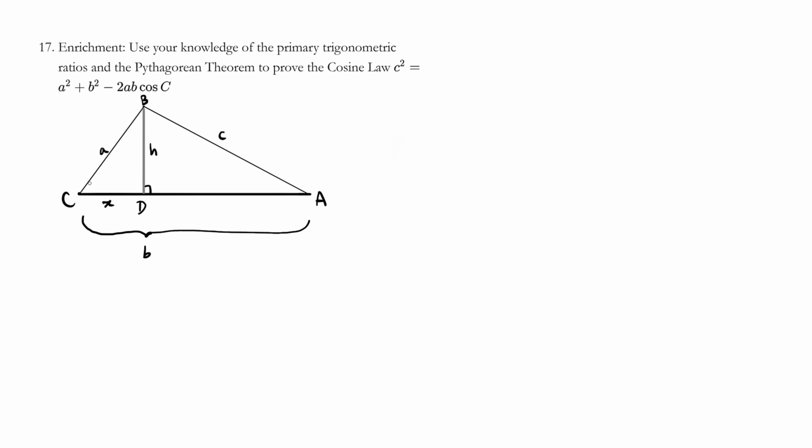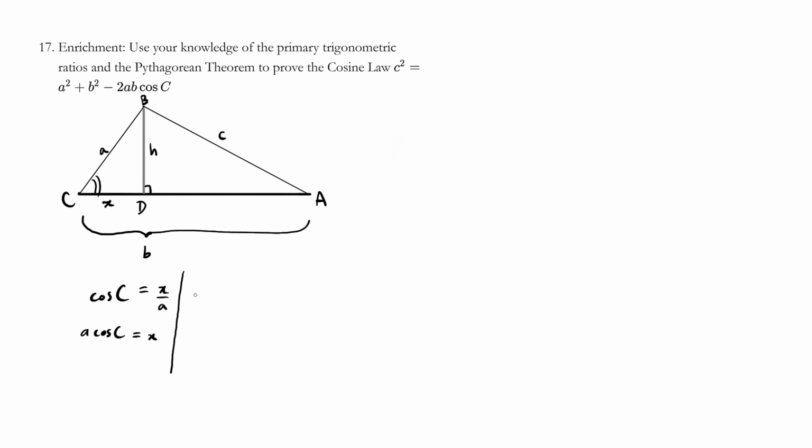Let's begin by using cos, focusing on the left triangle. Cosine of C is adjacent over hypotenuse, so it's x over a. Multiplying both sides by the denominator, we get x equals a cosine of C. So we use the cosine trig ratio.